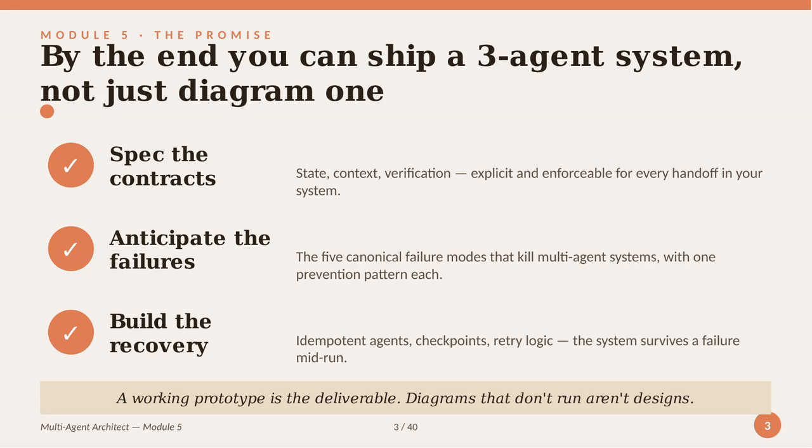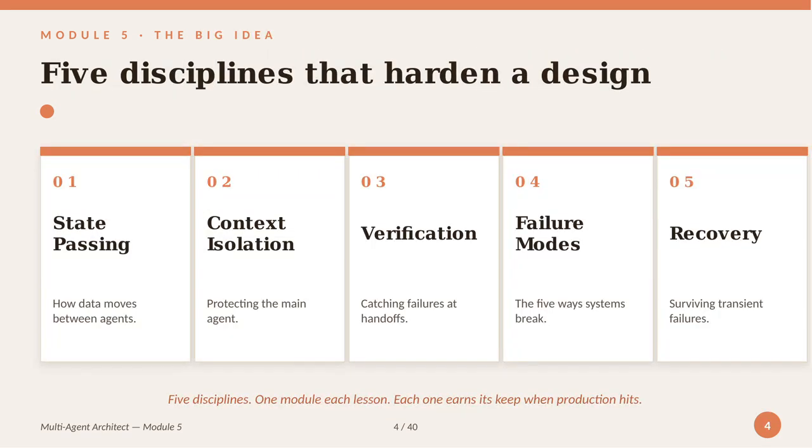2. Anticipate the failures. There are 5 canonical failure modes in multi-agent systems, and they're remarkably consistent across teams. We'll name each one and pair it with one prevention pattern. By the end, you'll be able to look at a design and predict where it'll fail before it fails. 3. Build the recovery.